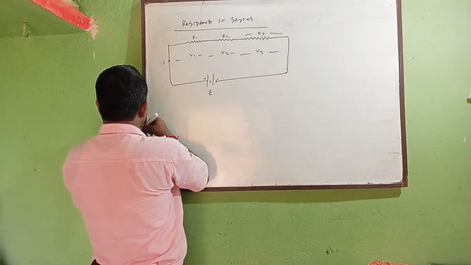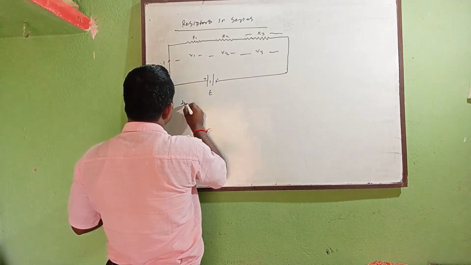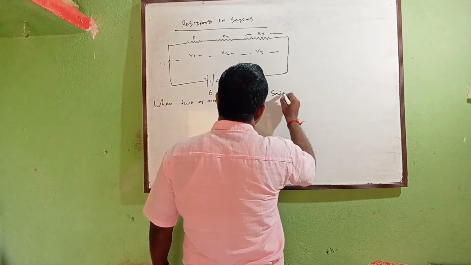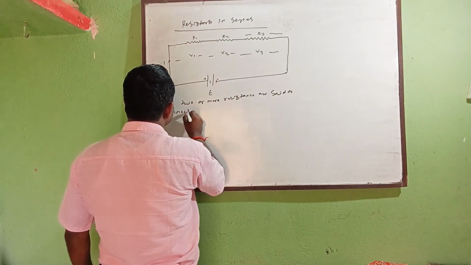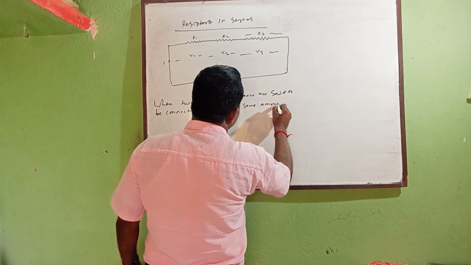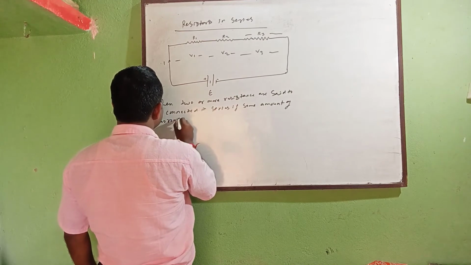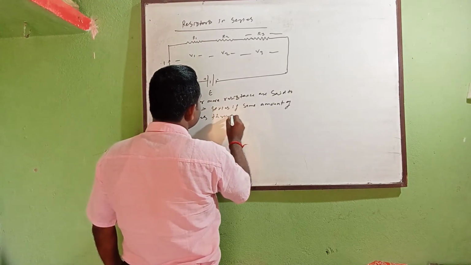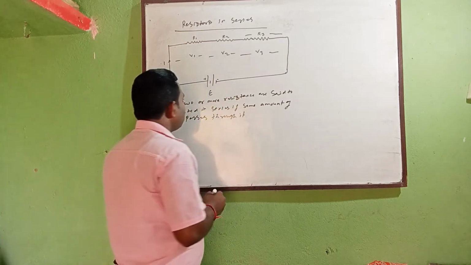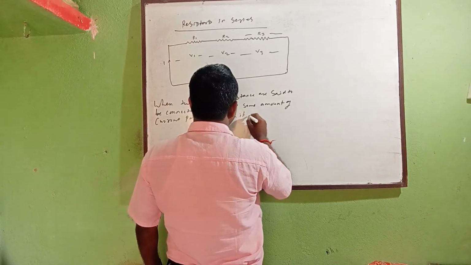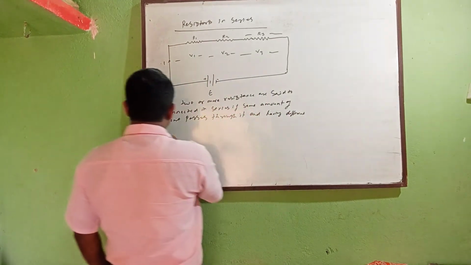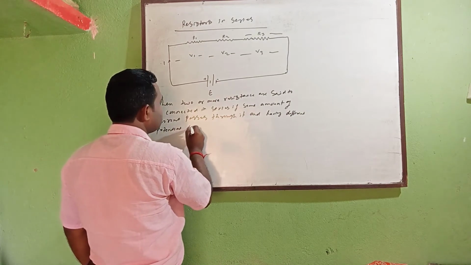When two or more resistances are said to be connected in series, if the same amount of current passes through them, and they are having different potential differences.